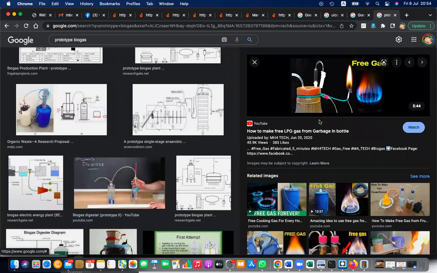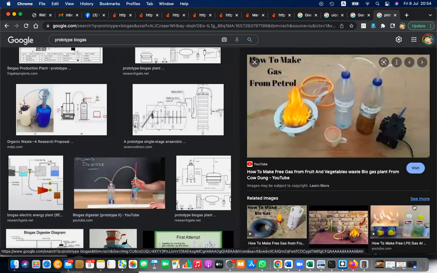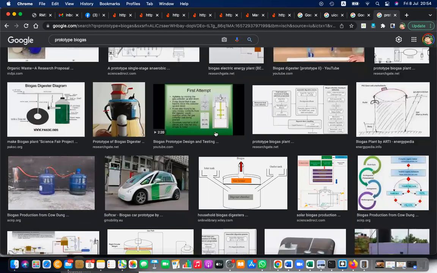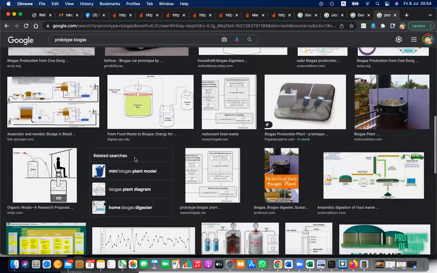Right? So these are some experimental prototypes. You can use these prototypes. This is actually making gas from petrol. These are some samples. Just go and study.